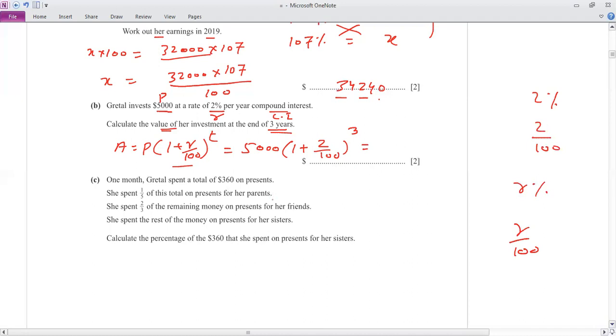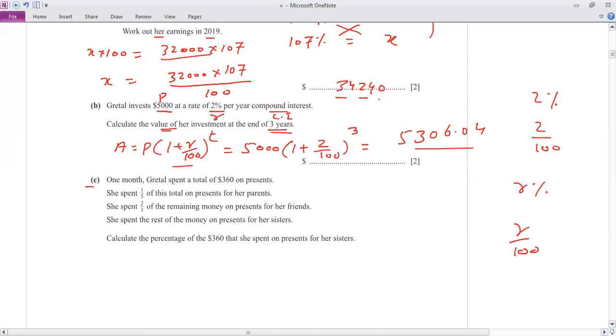5,000 then into 1 plus 2 over 100 bracket close and its power is 3. That will be 5,306.04. You can round it to 3 significant figures, or even leave it in this format, there will be no problem.